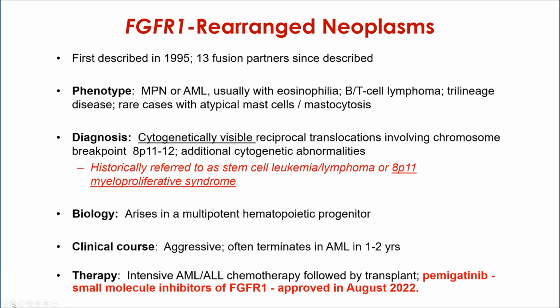A good question. And now, since a few weeks ago, we have a drug approved called pemigatinib as a therapy for this particular entity, which is an FGFR1 inhibitor, and achieves about 80% of patients eliminating disease, achieving complete cytogenetic response.